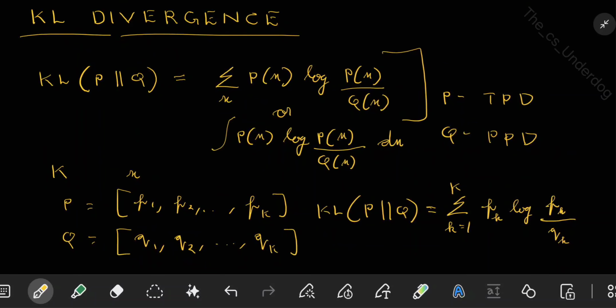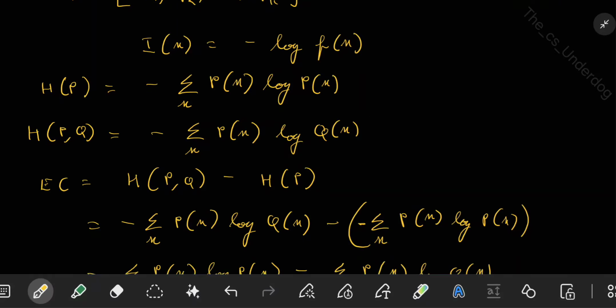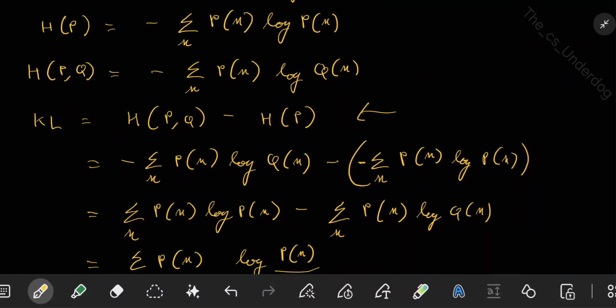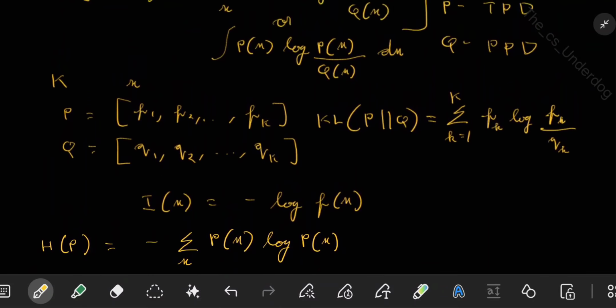So what did we do? We took KL divergence. We saw what is information content. From information content, we understood what is entropy. Then we understood what is cross entropy. Then we understood the extra cost. This is also the KL divergence. KL divergence is cross entropy of P and Q minus entropy of P. Using that, we substituted these formulas. Using that, we found out that sum over all the x, P of x into log P of x by Q of x is the formula for KL divergence.